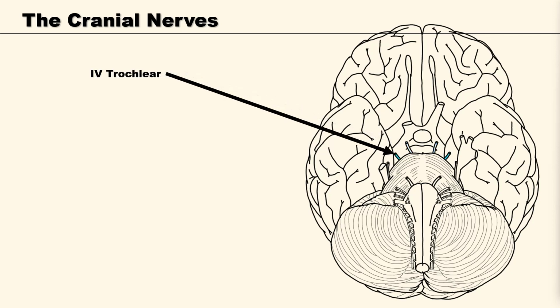The next cranial nerve is cranial nerve number 4, the trochlear nerve. So, remember how we said the oculomotor nerve controls the muscles of the eye? Well, the trochlear nerve controls one of the muscles of the eye that the oculomotor doesn't, so this also contains efferent fibres.